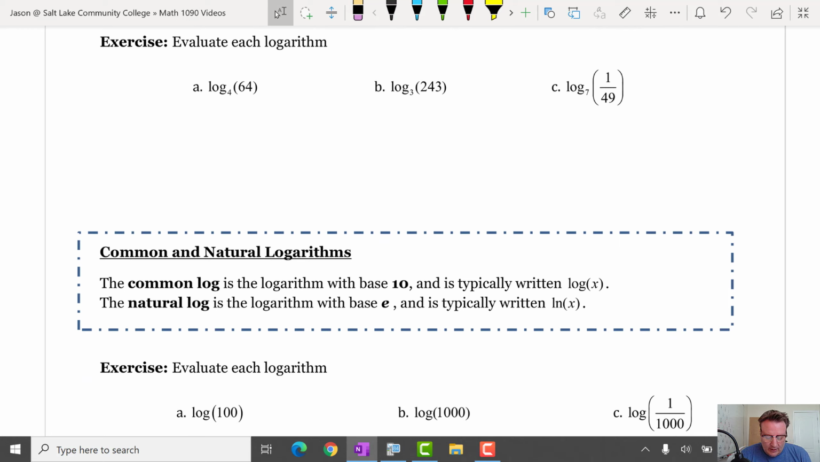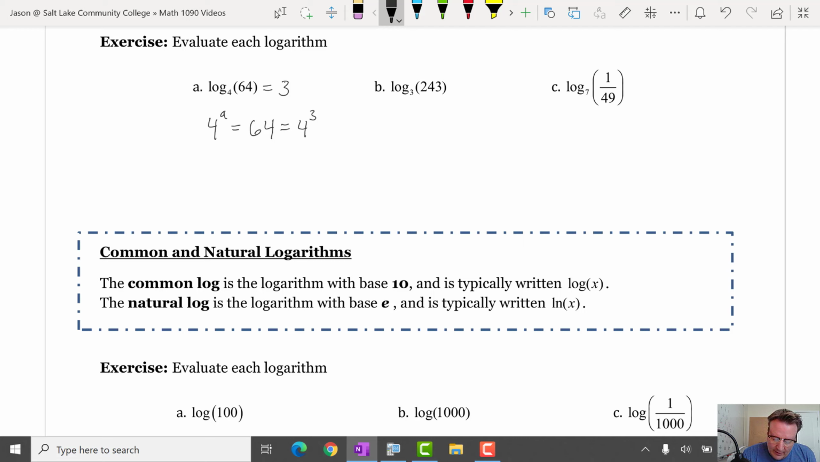Evaluate each logarithm. Okay, I'm going to just go directly to the exponential here. 4 to the what power equals 64? Well, if I can, I want to rewrite that right-hand side as a power of 4. It turns out that 64 is 4 cubed. So this is equal to 3, because 4 cubed equals 64.